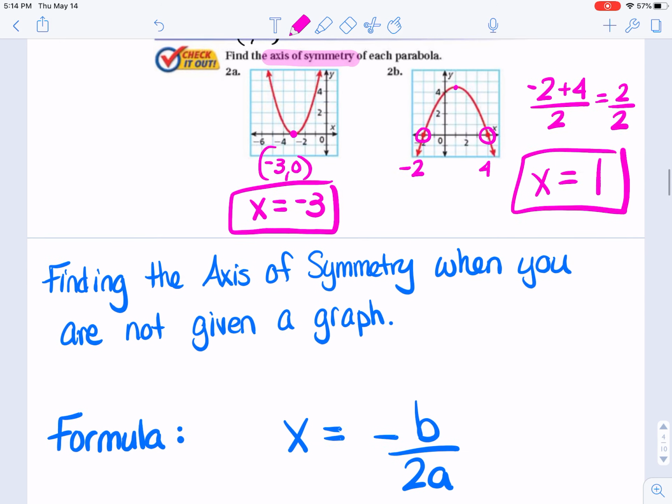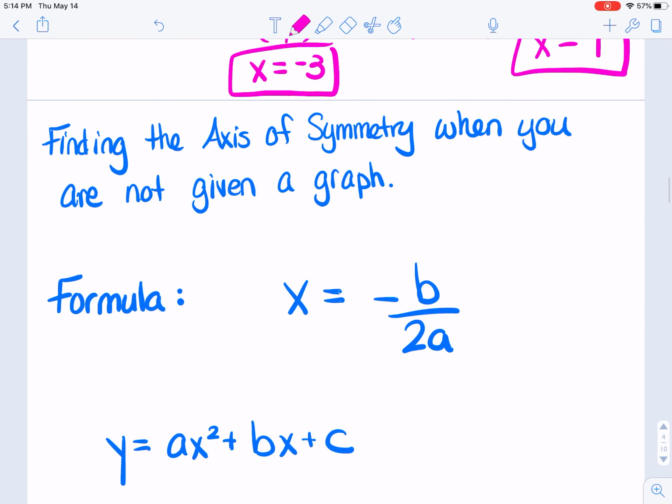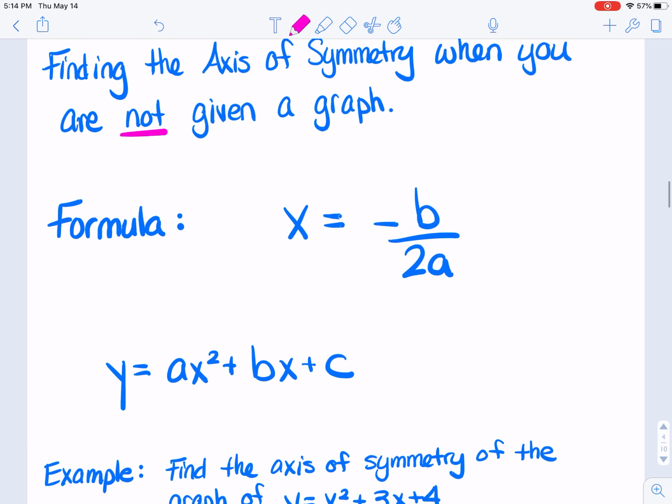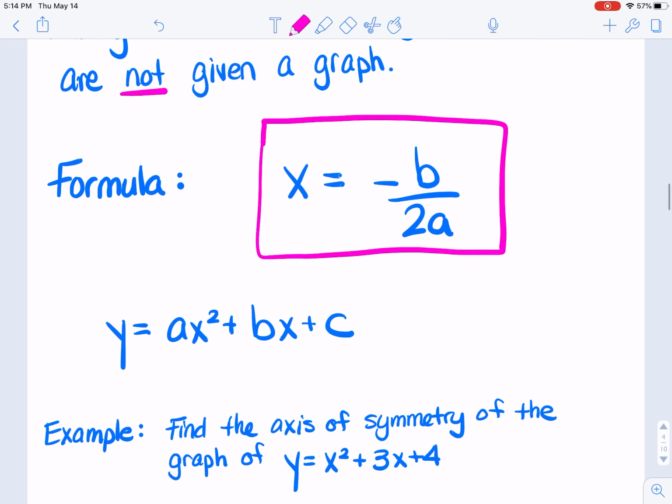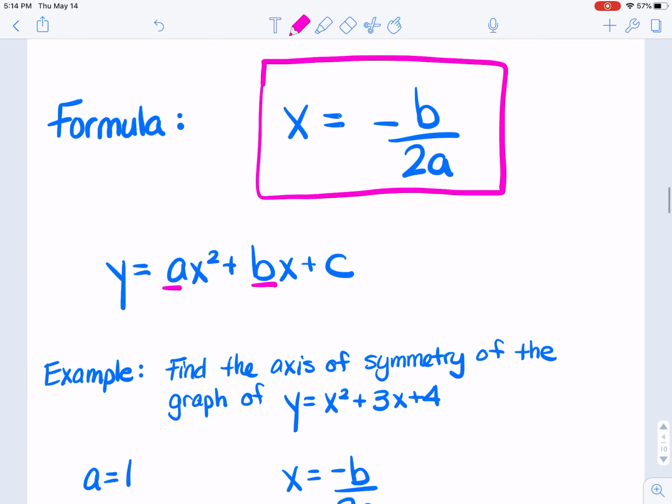All right. So these 4 questions that we just did are when they give you the graph. Well, they're not always going to give you a graph. So the next situation is when you are not given a graph. You are going to use this formula, x equals negative b over 2a. You get those letters, the b and the a specifically, from the standard form of your equation. A is the number in front of x squared. B is the number in front of x, and C we don't need.